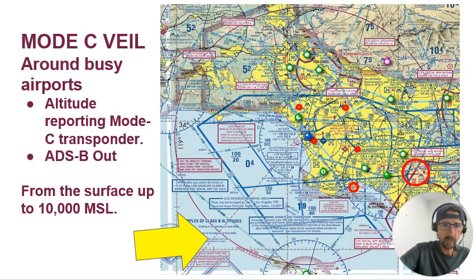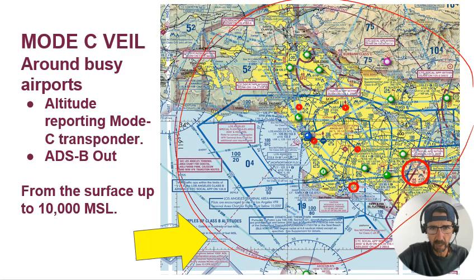Mode C transponder: when you're in the Mode C veil, that's this here, you can kind of see it wrapping around, right? You need your Mode C, you need your ADS-B, and that's in that 30 nautical miles. It's basically from the surface up into 10,000 feet. So you've got to have those things in order to operate in that area.